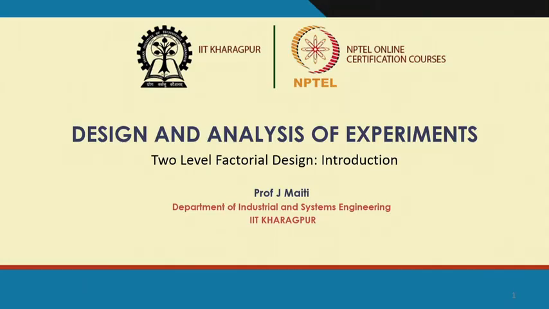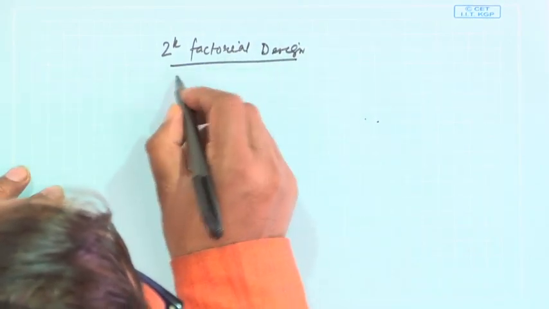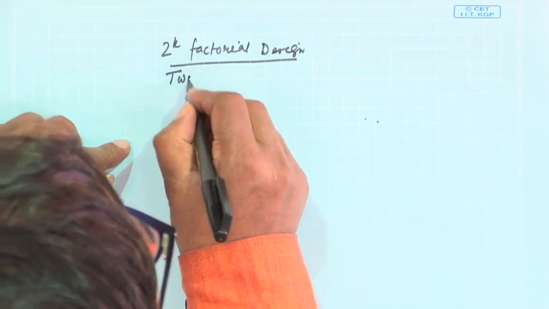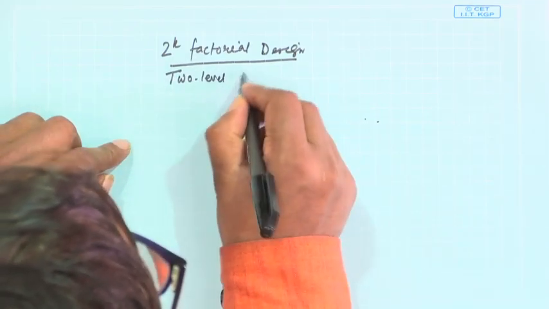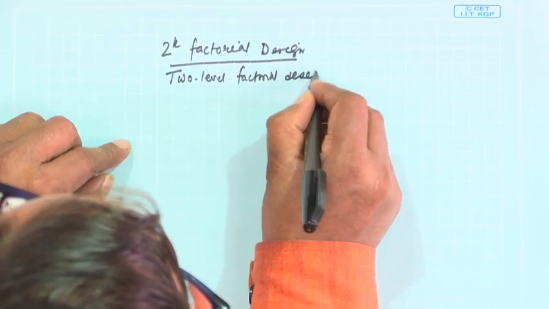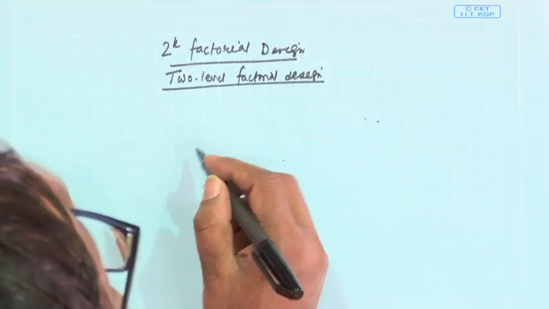In this lecture we will discuss the 2 to the power k factorial design. Actually, we are saying factorial design with 2 levels, or 2 level factorial design also, sometimes we say like this. What does it mean?